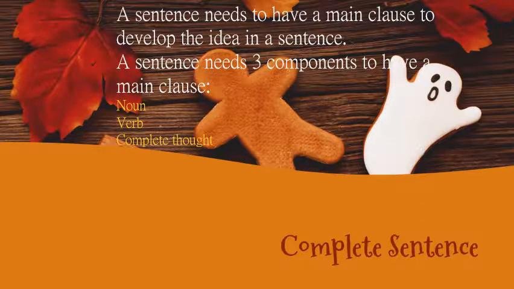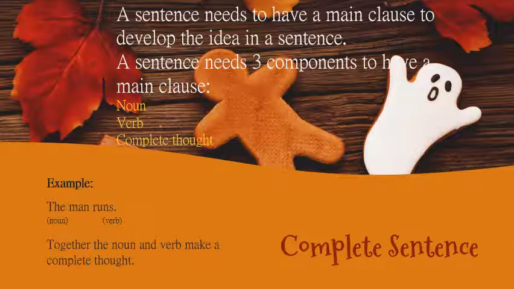A sentence needs three components to have a main clause. So it must have three components to have a main clause: noun, verb, and complete thought. Or in other words, naming part, telling part, and complete idea. Example: the man runs. Here we have noun and verb. The man is the noun, runs is the verb. Together the noun and verb, they make a complete thought. So I have noun, I have verb, and I have a complete thought. So I can say that I have a complete sentence.